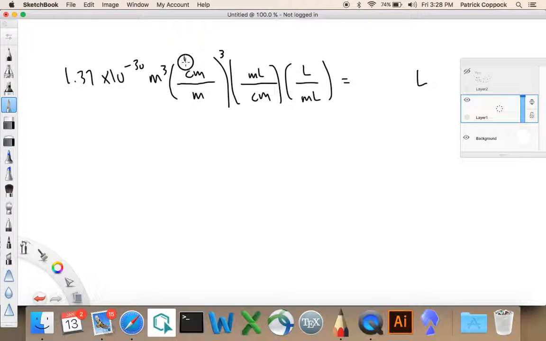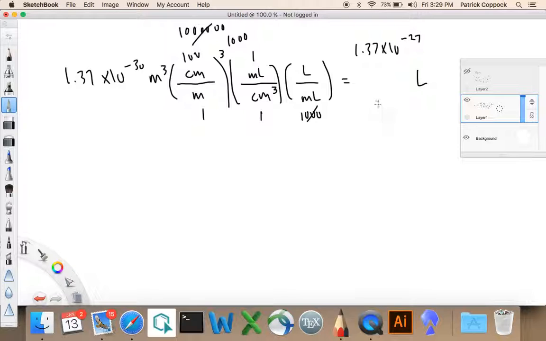There's 100 centimeters in a meter. There's 1 mil in a cubic centimeter, and there's 1,000 mils in a liter. So this 100 cubed goes to 100 times 100 times 100. That's a million. So this is going to cross off with this and leave 1,000 up here. So this turns out to be 1.37 times 10 to the minus 27 liters. Is that right?